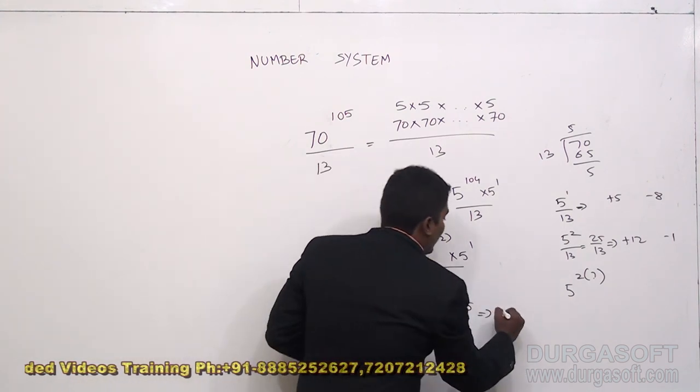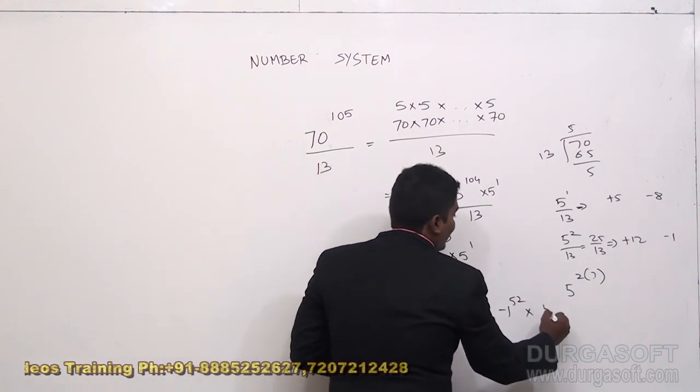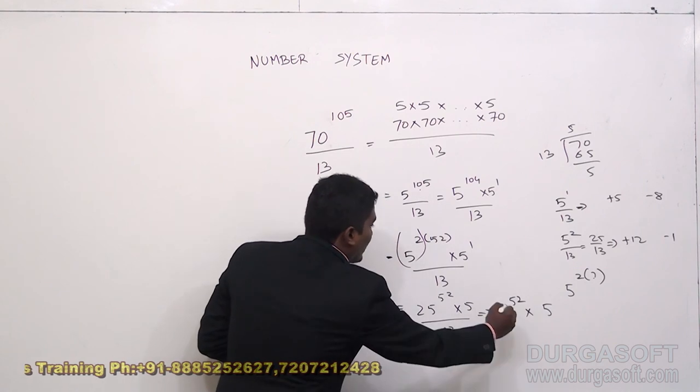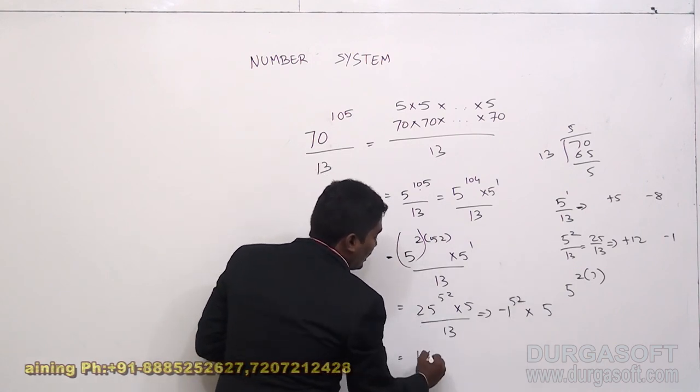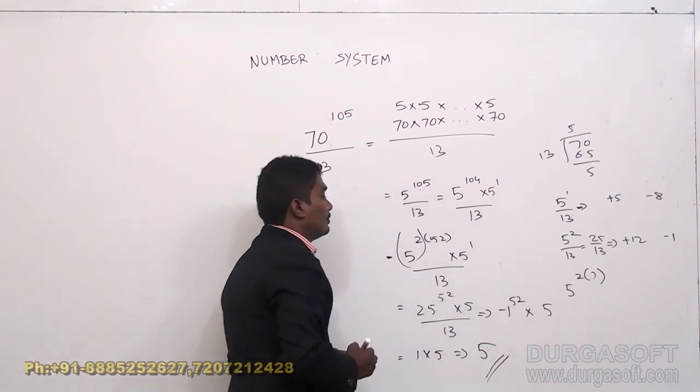Minus 1 to the power 52 into 5 by 13, the remainder is 5 itself. So minus 1 to the power 52 is plus 1. 1 into 5, the answer will be 5. That's it.